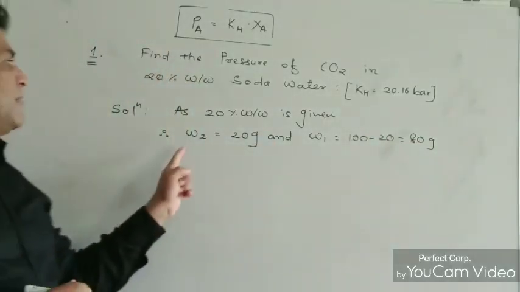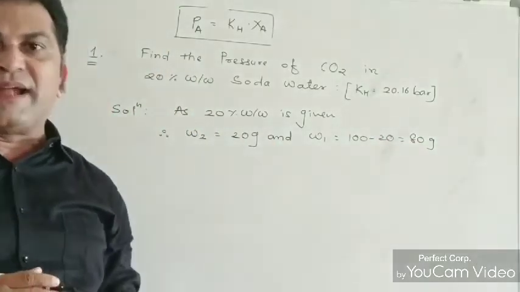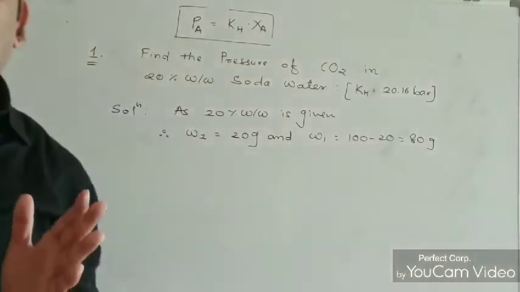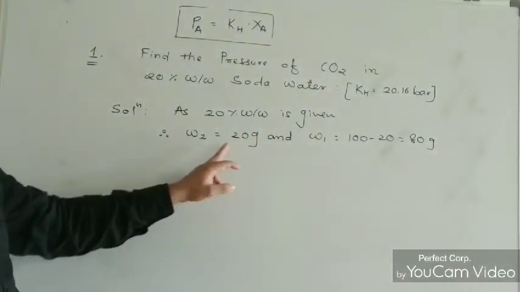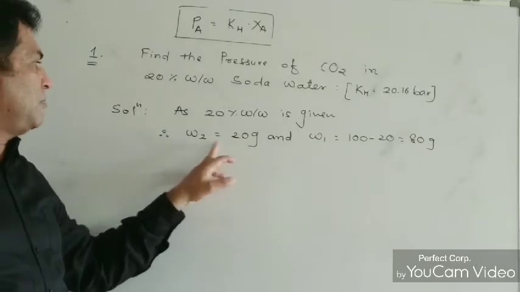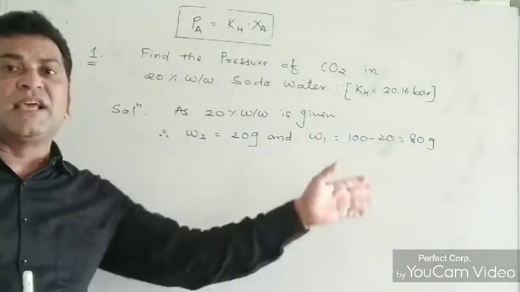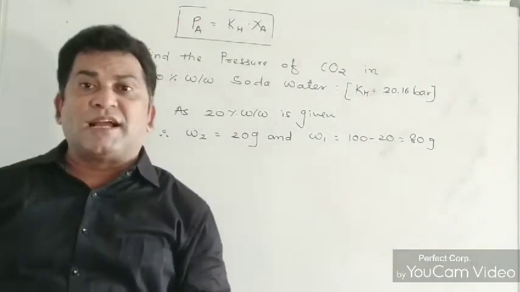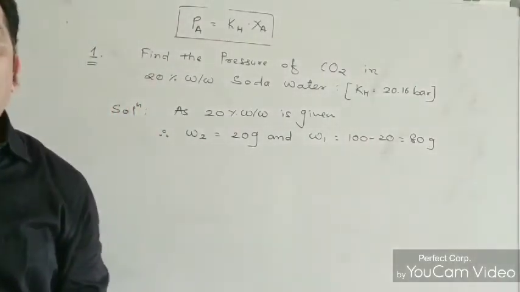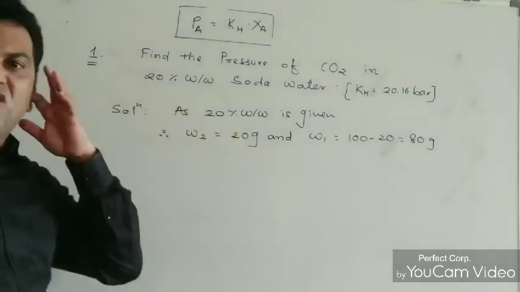The first step is very simple. Whenever they give you percentage W by W, what you have to do is remove one from the other. So W2 is equal to 20 gram and W1 is equal to 100 minus 20, meaning 80 gram. So this is our basic idea. This is our first idea on this. So first we have got this.